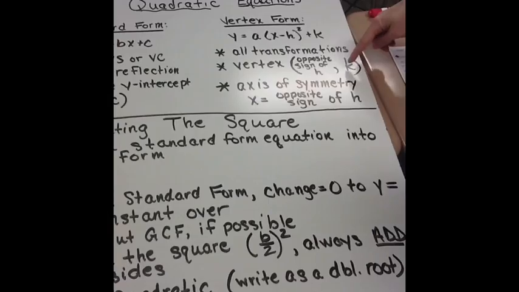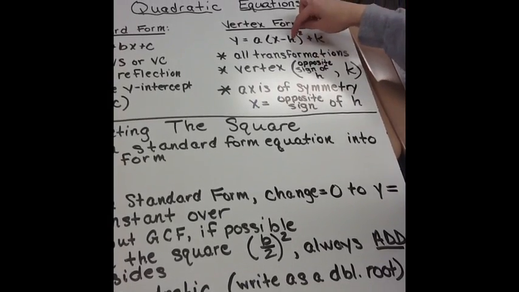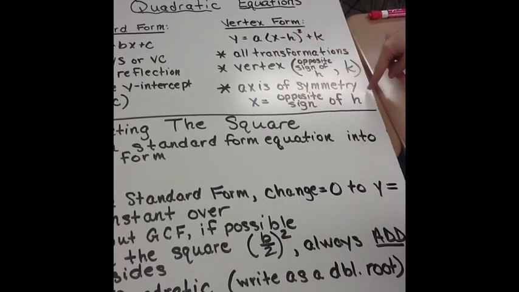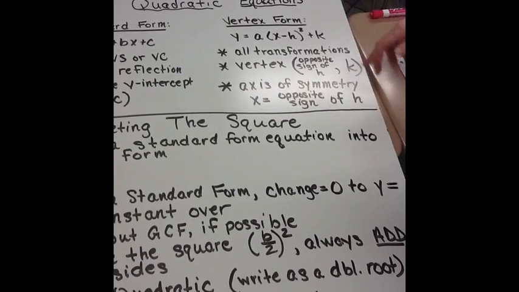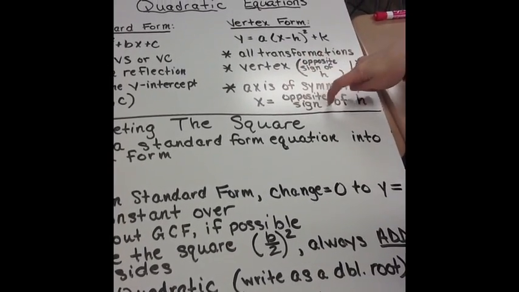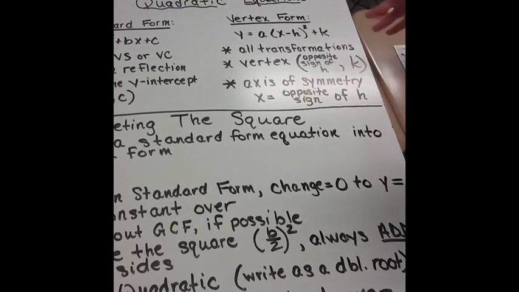It gives us our vertex, which I always say is the opposite sign of h and k. And we can tell our axis of symmetry, which is the line that cuts the parabola in half, as x equals the opposite sign of h.